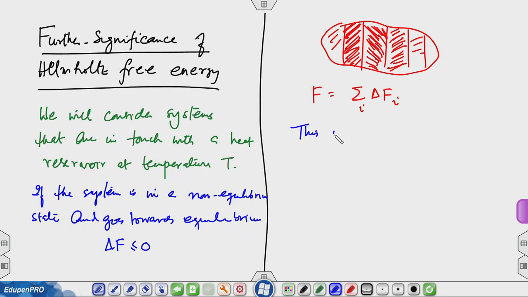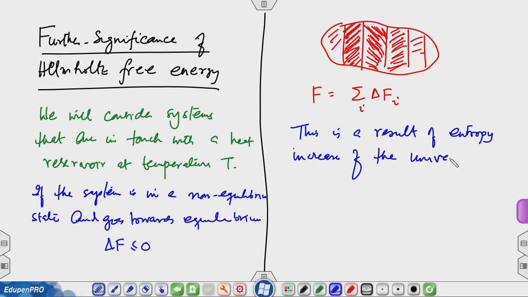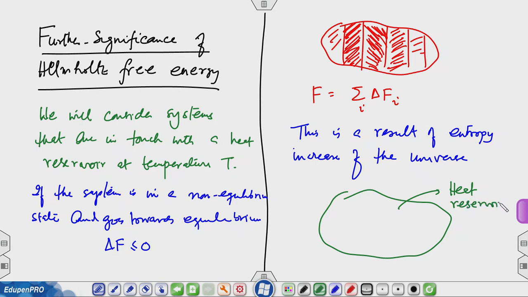And this I point out now, and I will keep pointing it out: this is a result of entropy increase of the universe. So, the universe we are considering is, here is this heat reservoir, and inside there is some system. And the two can exchange heat.